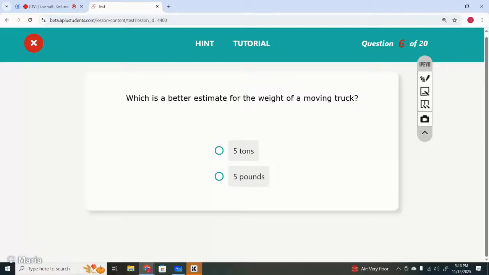Which is a better estimate for the weight of a moving truck? So which is the correct option? Moving truck, right? So it must be 5 tons. Option number 1 is the correct option.